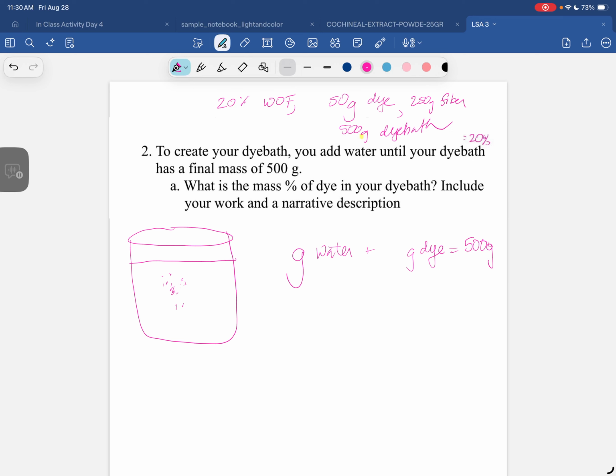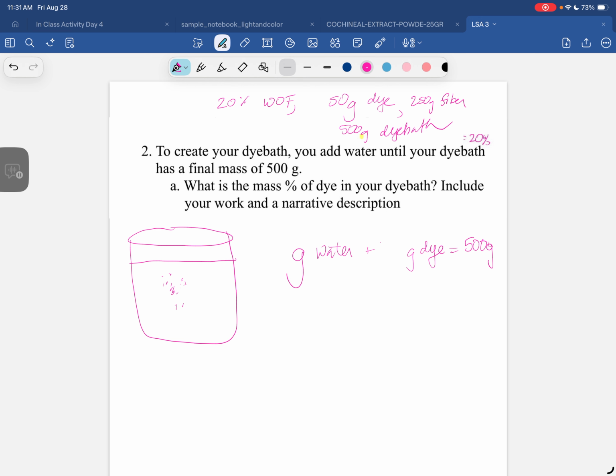All right, so this problem is saying, okay, we know how much dye we have. We know what our mass of dye plus fiber is. What percentage of our dye bath is our water? And so we established that based on the fact that we had a 20% weight of fiber target with 250 grams of fiber, that we needed 50 grams of dye to get us a 20% weight of fiber solution. So we know that the mass of water plus the mass of dye is equal to 500 grams.